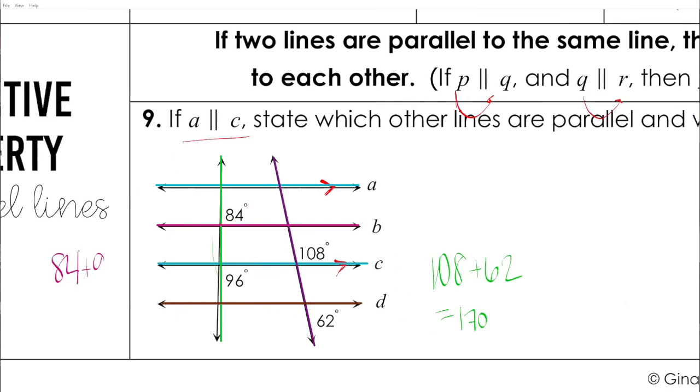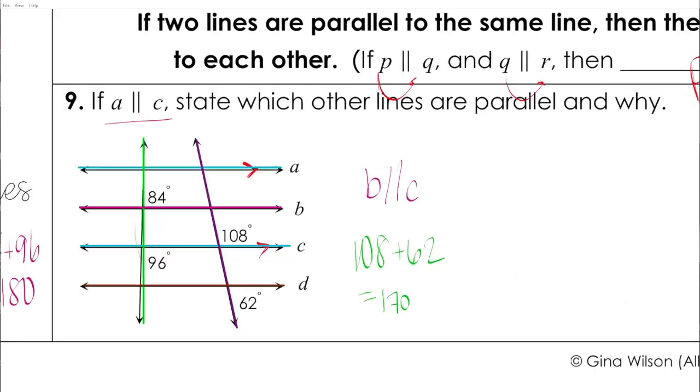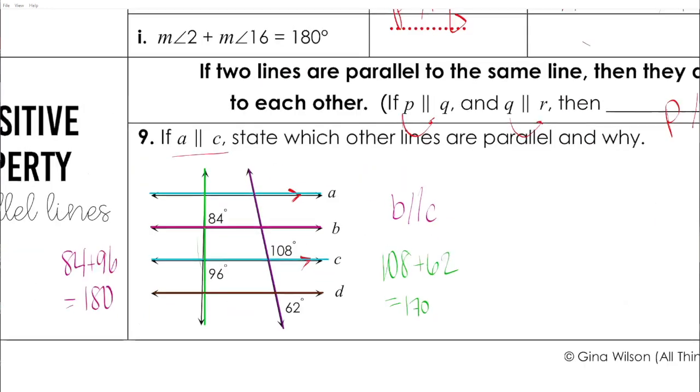So 84 plus 96 is 180. So we know that based on that information, B is parallel to C. And then using our transitive property, they're both parallel to C, so we can set them parallel to one another. That's all it is. Remember, this is our transitive.